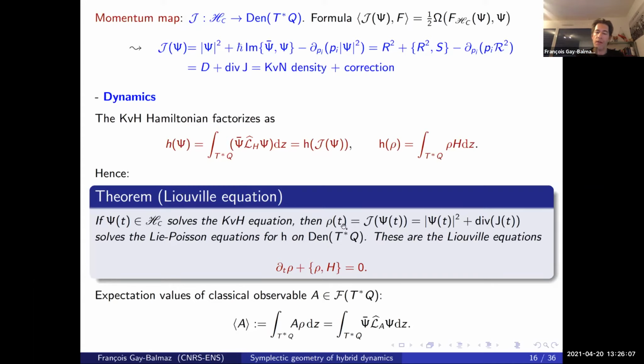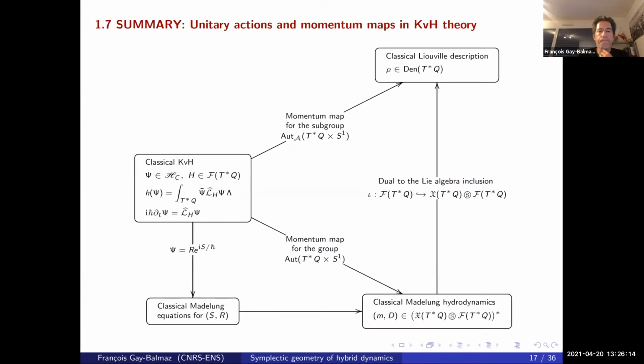So that's where we are with the momentum maps for the KvH equation, as given here in this diagram. So that's the KvH formalism. Two important group actions, one giving the momentum map associated to the Liouville description, one other momentum map associated to the Madelung formulation, and a nice Lie algebra inclusion that relates the two pictures.